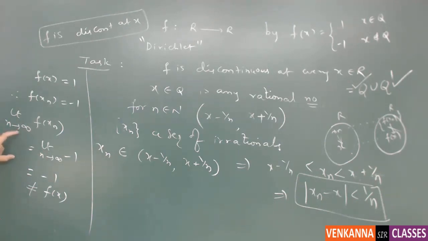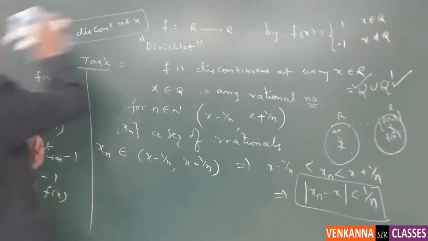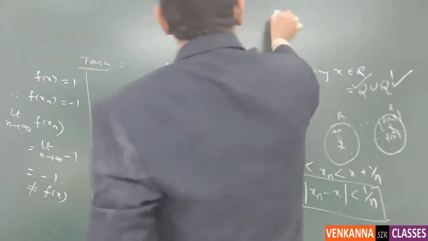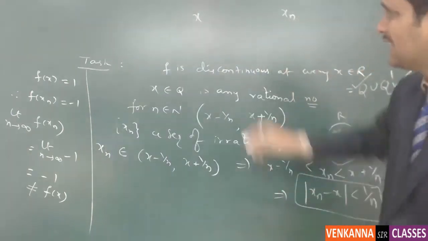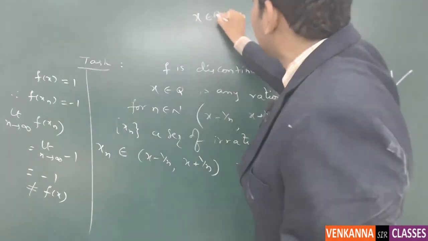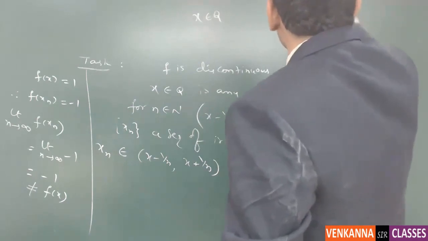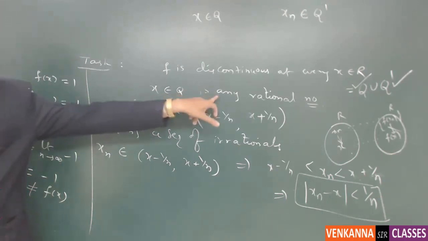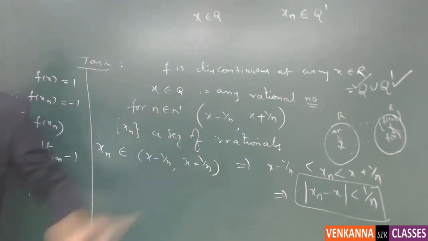Here you have a doubt? Say? Yeah. Let me finish. You have taken that x is rational, xn is irrational. Am I correct? x is a rational number, xn is an irrational number. Yes or no? x is any rational number, xn is a sequence of irrationals.